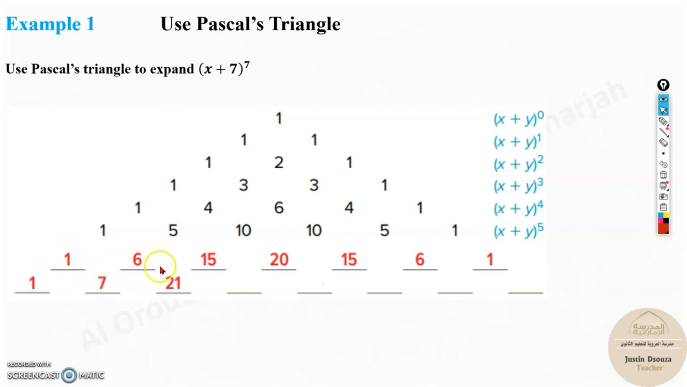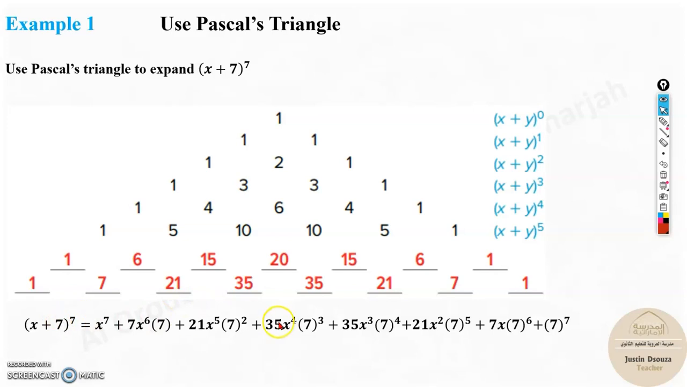6 plus 1 is 7. So 15 plus 6 is 21. 35, 21, 35 again. 21, 7, and 1. So now this is for x plus y the whole power 7. Now this is the thing. But we don't have y, we have 7. It's fine. But just remember over here, what is happening? You start with x to the power 7 and then reduce the power. This will be x power 6, x power 5, 4, 3, 2, and 1.